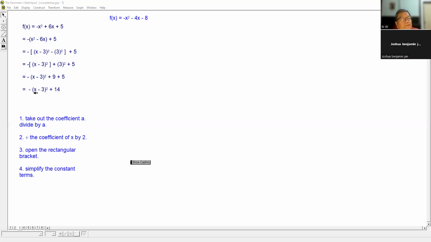Next step. The x squared is still the x squared. Then this -6 you have to divide by 2 and you get -3. Okay, then this -3 you have to minus 3 squared here. So far, okay or not?